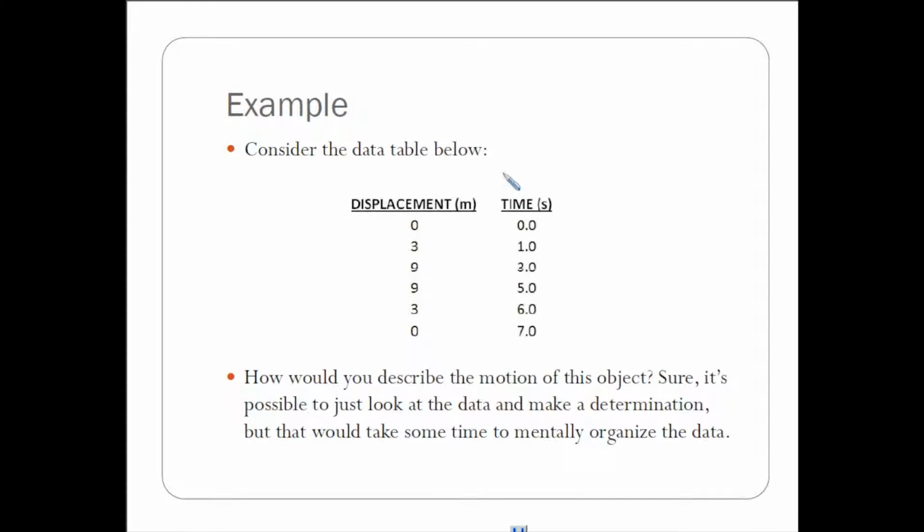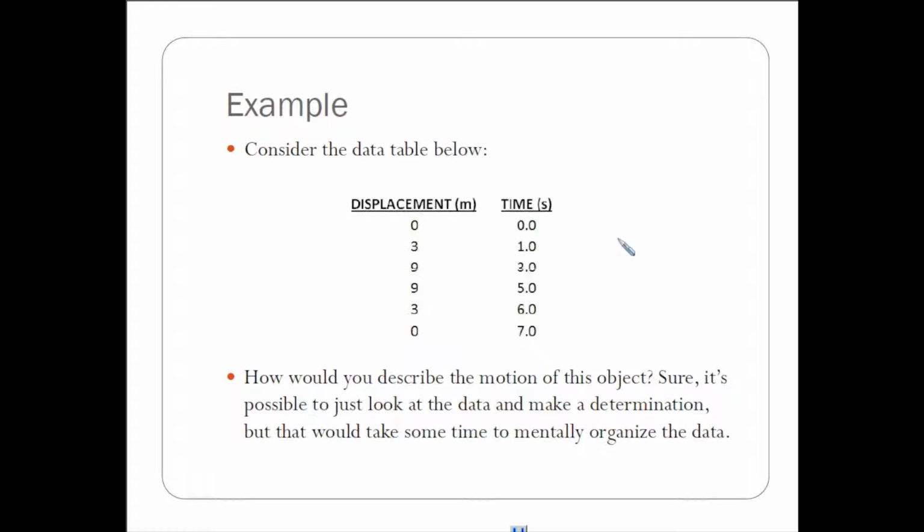For example, consider the data in the table shown below. How would you describe the motion of this object? Well, let's give it a shot. At a time of 0 seconds, at the very beginning, it appears to have a displacement of 0, so it's at the beginning. After 1 second, it's 3 meters away from where it started. After 3, it's 9 meters away. After 5 seconds, it's still 9 meters away. After 6 seconds, it's back down to 3. And after 7, it's 0.